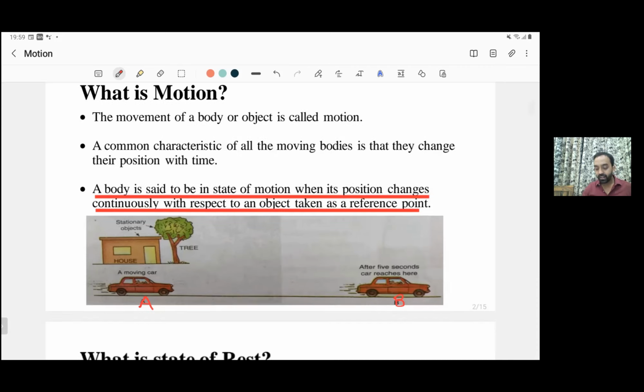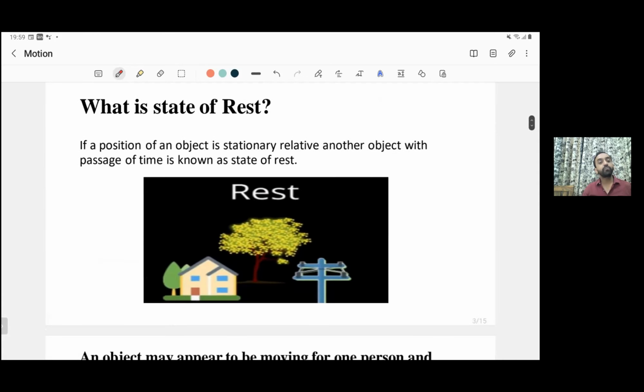In a similar way, let's see how we can define the state of rest. If the position of an object is stationary relative to another object with the passage of time, then we can say that body is in a state of rest. For example, if the house is in a state of rest with respect to a tree, it means the position of the house is stationary with respect to the tree with the passage of time. So this is how we can define a state of motion and a state of rest.